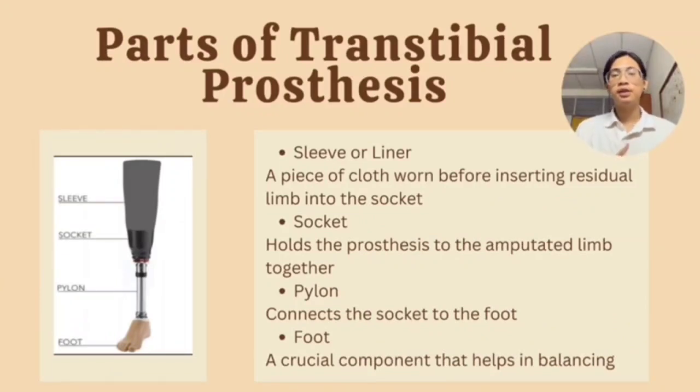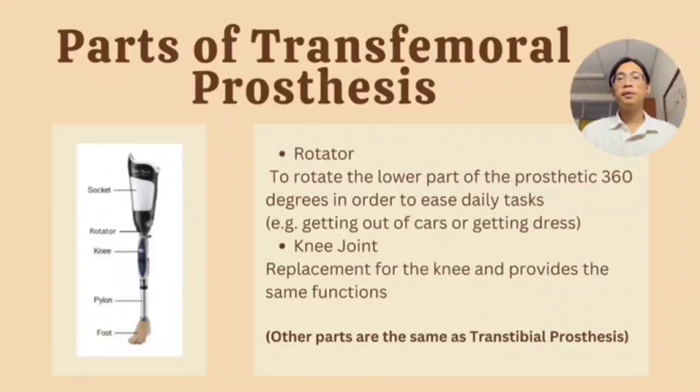Firstly, we have the sleeve or liner, which is a piece of cloth worn before inserting the residual limb into the socket. Next is the socket, which holds the prosthesis and the amputated limb together. Then we have the pylon, which connects the socket to the foot. And lastly, we have the foot, which is a very crucial component of the prosthetic legs, as it helps the amputee in balancing.